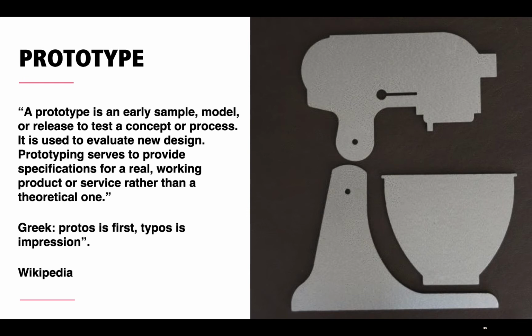Prototyping, according to the definition on Wikipedia, which is quite good, comes from Greek. So protos is first, typos is impression, and then you could say that a prototype is a first impression, a primitive model of the end product that you want to achieve. So I think that's quite clear.